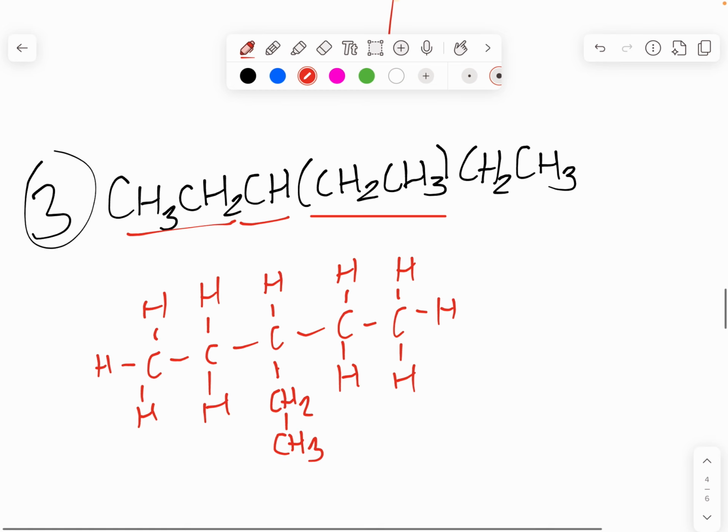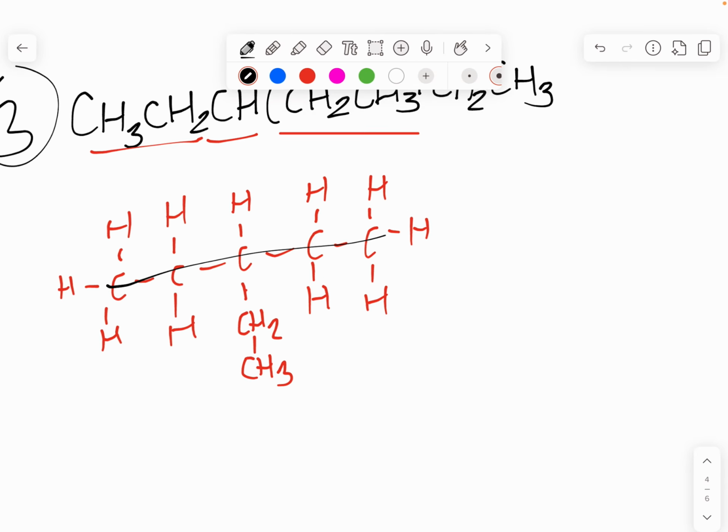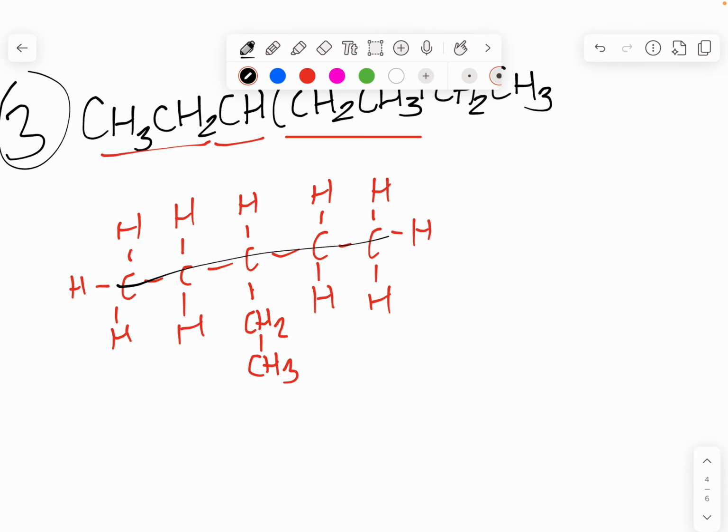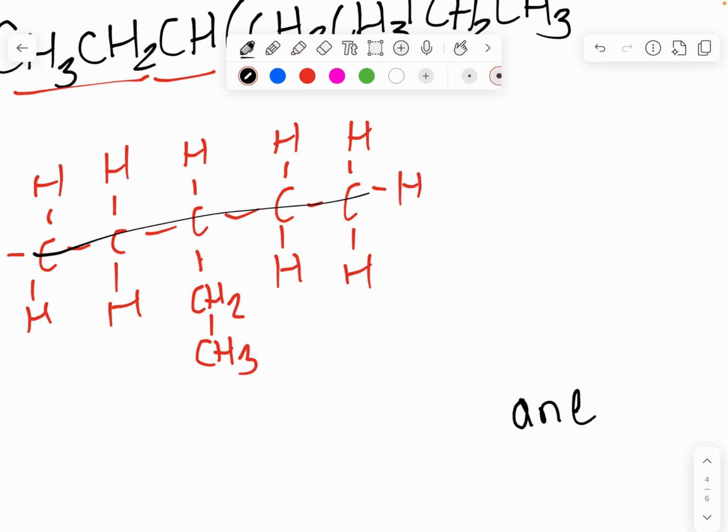Okay, next we need to identify the longest chain. If I go this way, I see 5 carbons. If I go this way, I see 5 carbons. Either way we take it, it's still 5, right? Then we do our suffix. Suffix is the functional group. We're only seeing C single bond C. And by now, this should be like a habit for you. And prefix, amount of carbons. So that's 5 carbons in the longest chain. That's going to be pent. So we're at pentane. Then we identify our alkyl group.